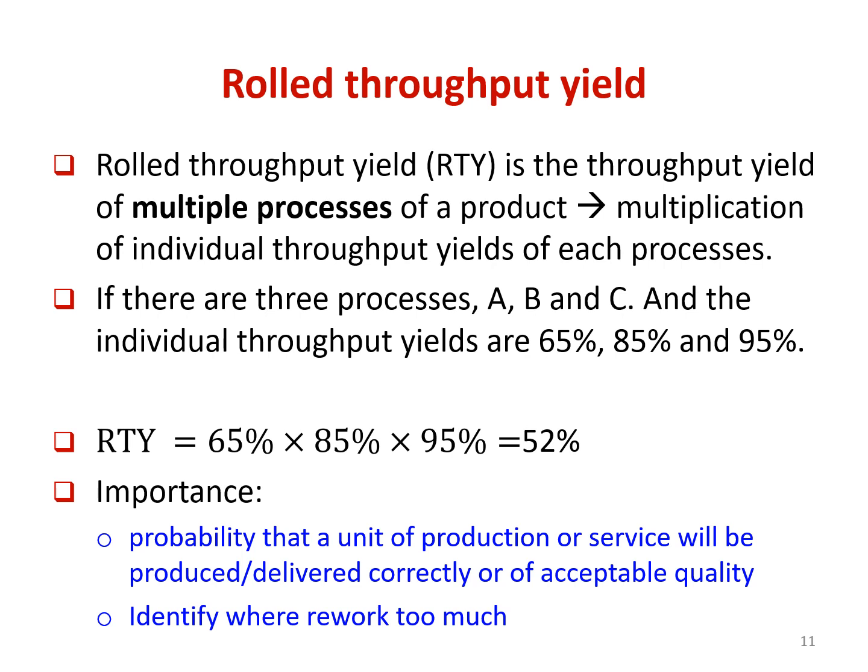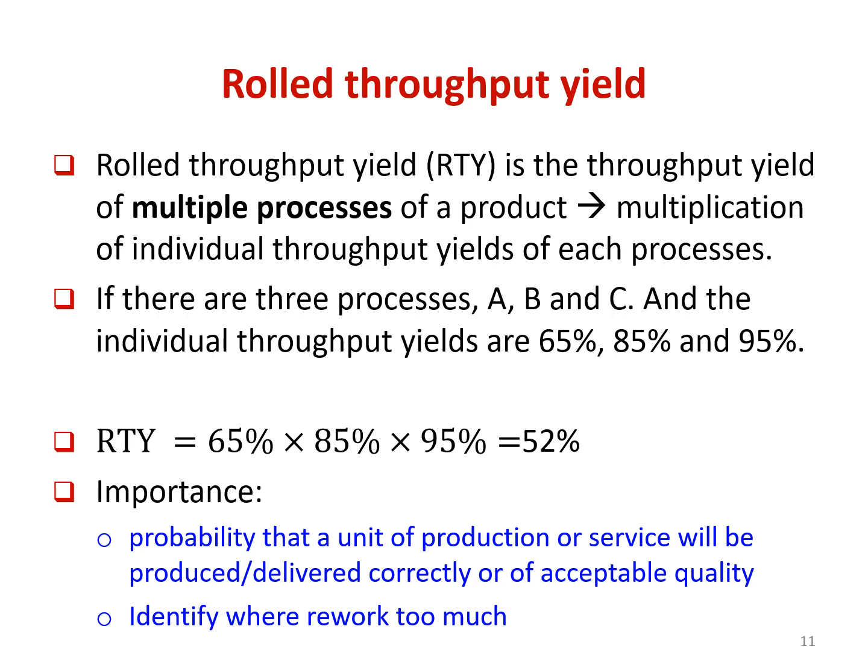So raw throughput yield, or RTY, is the throughput yield of multiple processes of a product, which considers the rework. It is the multiplication of the individual throughput yield of each process. So if there are 3 processes A, B, C, and the individual TY, or individual throughput yield, are 65, 85, and 95%, then you just multiply every percentage of the process to get the total RTY. Here you will get 52% as the RTY.